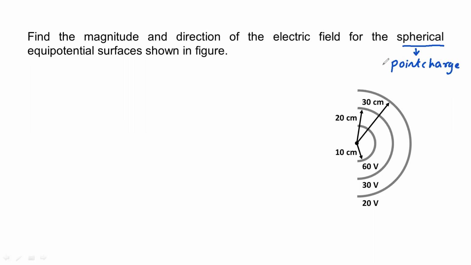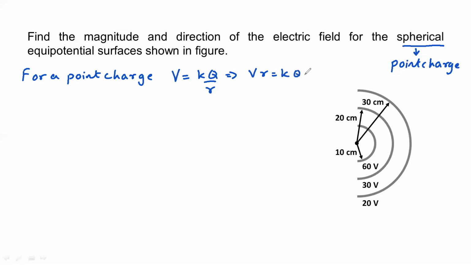Now, if we just want to check if everything's right here, we know that for a point charge, the potential is given by kq over r. So you can also say that V into r is equal to kq, which should be a constant. Okay, now let's just check here. Let's name this surface as surface 1, this is surface 2, and this is surface 3.